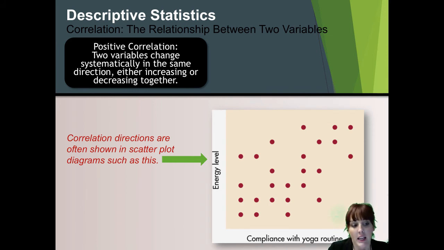So, in this example, the amount of energy that a person has is positively correlated with the compliance of their yoga routine. The more energy they have, the more compliant they will be. The less energy they have, the less compliant they will be. And you can see that based on this graphical representation. Don't forget, they're both increasing together and they're both decreasing together. Because if I don't have a lot of energy, I'm definitely not doing yoga that day.